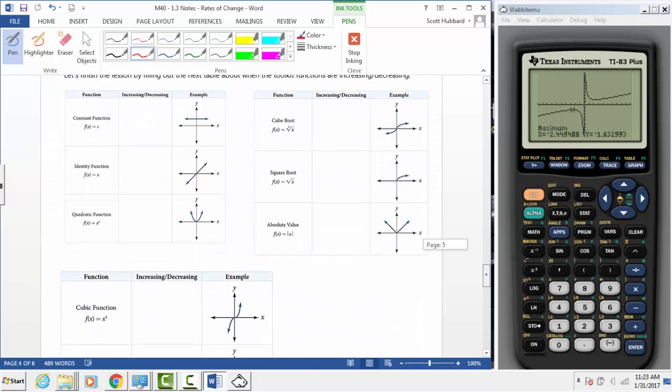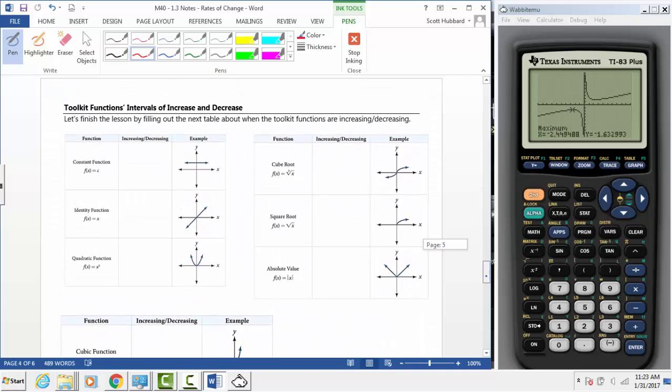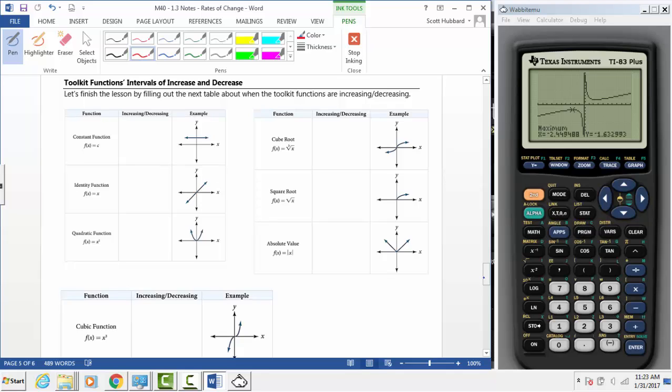So again, I'll write the answer to this and post it on Canvas for this one, so that can help you out. And I'm going to go ahead and finish up just to get more practice with increase and decrease. Okay. Let's go ahead and get some practice.